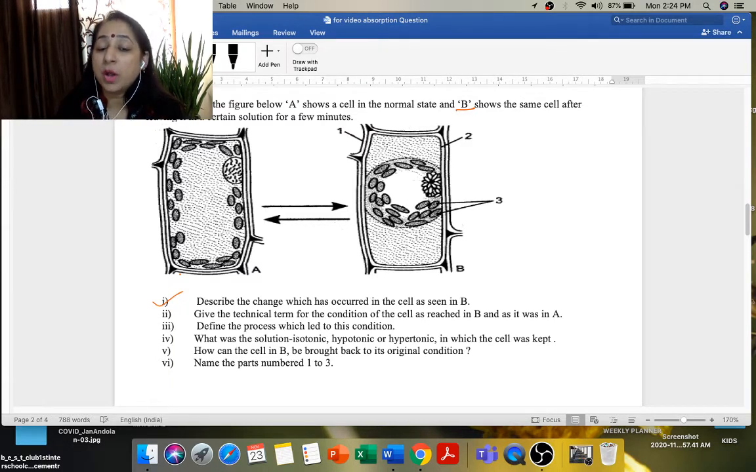What was the solution? Was the solution iso, hypo or hypertonic in which the cell was kept? Just write the type of solution in which the cell was kept and it led to plasmolysis of the cell. So the solution was hypertonic.